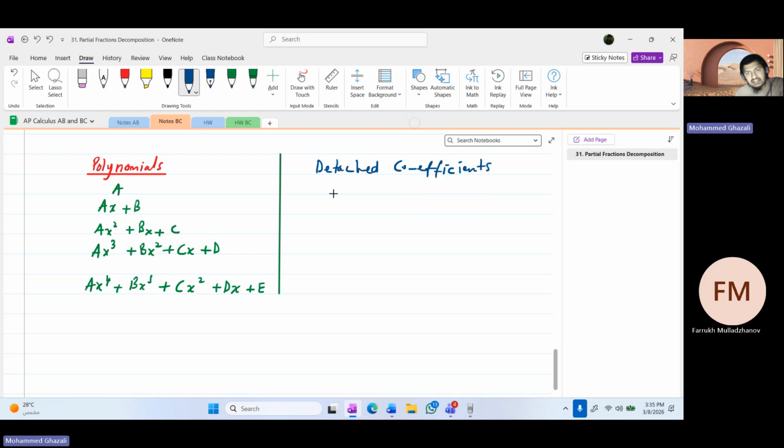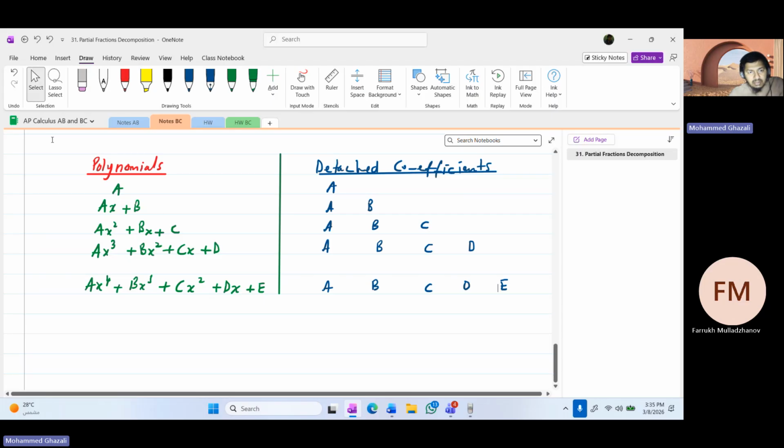So I'm sure you must have heard of synthetic division. That's where we detach the coefficients. If I detach the coefficient for constant, it's just a. For linear, it's a and b. For a polynomial of quadratic type, it's going to be a, b, c. Next one is going to be a, b, c, d. Next one will be a, b, c, d, e.